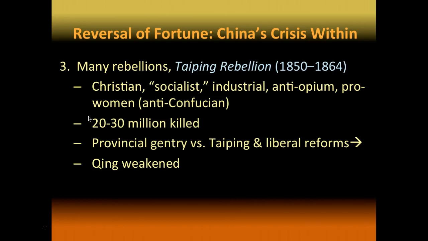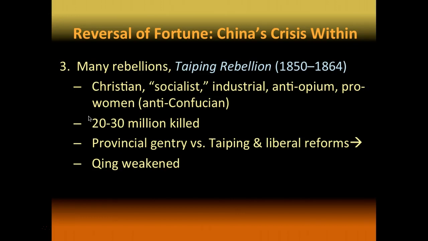About 20 to 30 million people were killed, and eventually the central state failed to crush the revolt, so provincial gentry, the locals, the local elite, had to step in to put it down. And this reaffirmed the weakness of the Qing dynasty. The provincial gentry moved against the Taiping out of fear of the movement's radical social agenda.